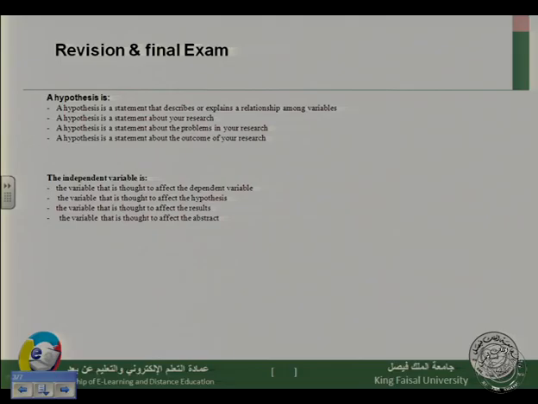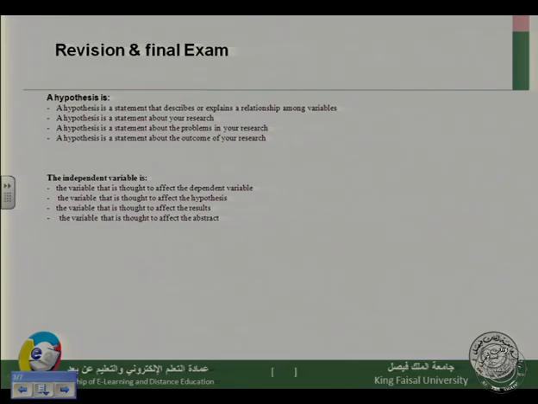So, a hypothesis is a statement that describes or explains the relationship among variables, or is it a statement about your research, or a statement about the problem in your research, or a statement about the outcome of your research? Well, it is the relationship between variables. So a hypothesis is a statement that describes or explains the relationship among variables. This is the correct answer.